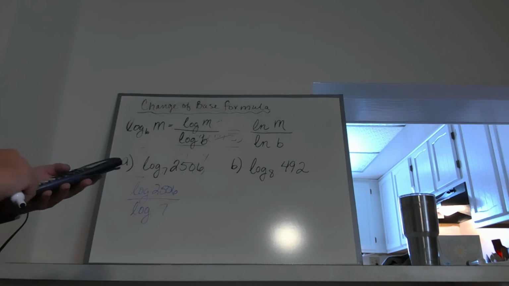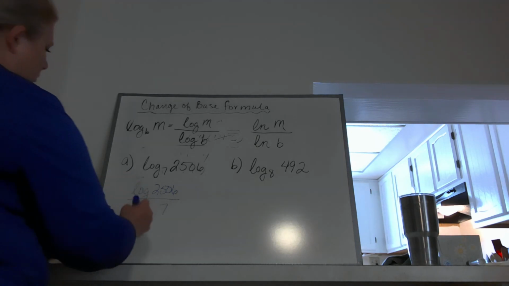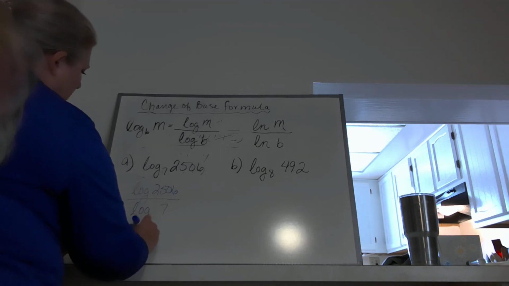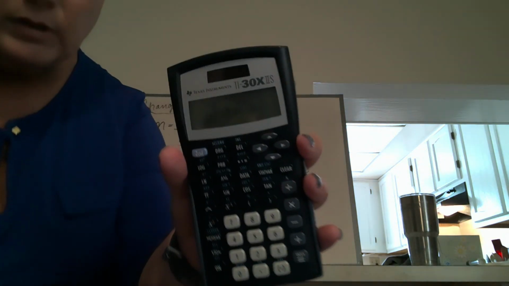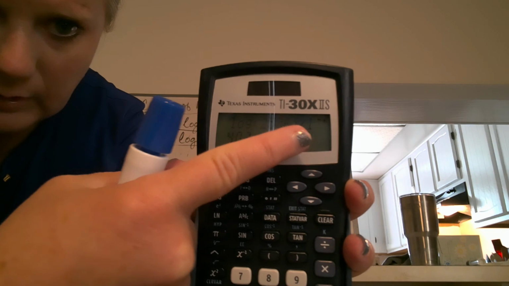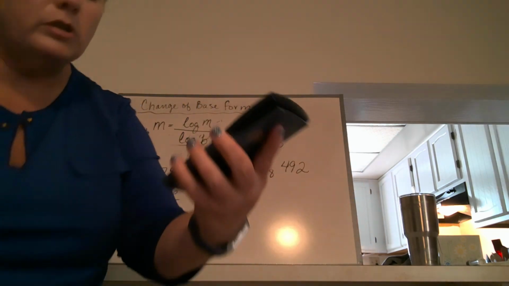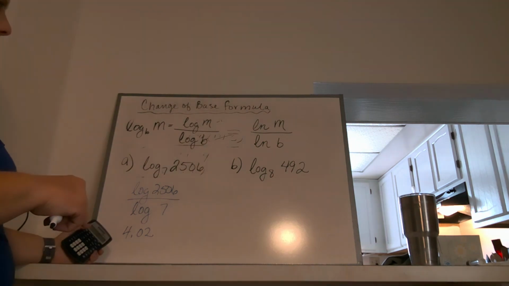So the log of 2506 divided by the log of 7, and that is 4.02. Okay, either way you do it. Now I just want to show you something. I hope you can see it. Okay, I had to close the parentheses there on the calculator. Make sure you do that too. Okay, that's using the common log.